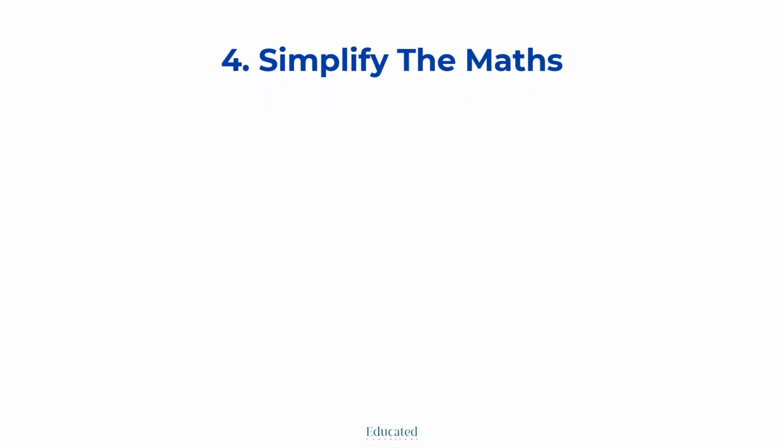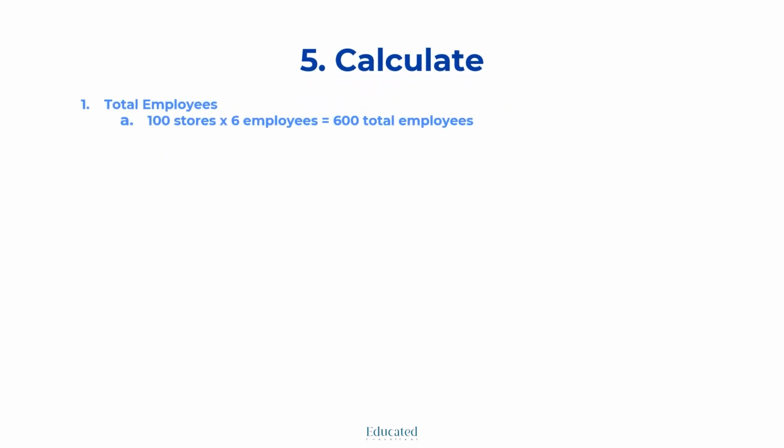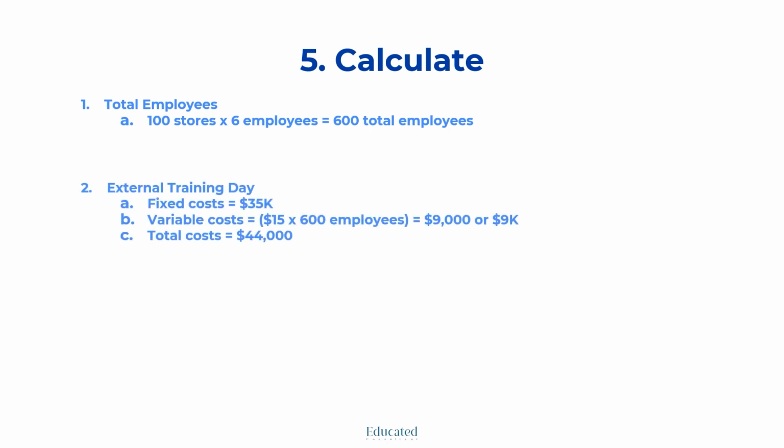Next, we will simplify the figures we will use within our calculations. From the analysis prompt, we can see there are fixed costs of $35,000 and $10,000 for the external and internal training days, respectively. We will display these numbers as $35K and $10K, respectively. We will now complete the calculations. Our first calculation is to determine the total number of employees BluePark has. Our second calculation is to determine the total costs associated with the external training day.